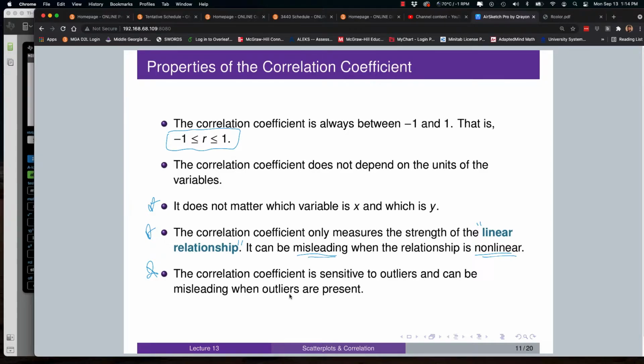The correlation coefficient is also very sensitive to outliers. So an outlier on a scatter plot, a point that stands out well above and beyond all the others on the scatter plot, can also be misleading, and so the correlation coefficient shouldn't be used in those cases either. Okay, we're going to see an example of what happens when you have an outlier and pull one out here in a little bit.